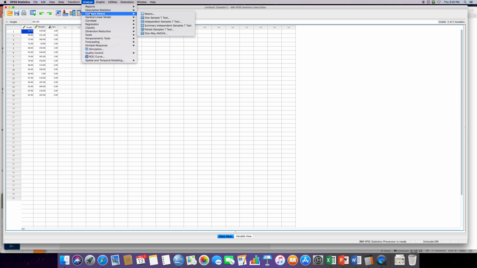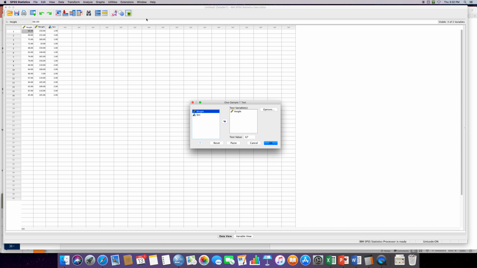To run a single sample t-test, you just go up here to Analyze, and then go down to Compare Means. We're not running independent yet, we're just running one sample or single sample t-test. My height should be over here. It should look like this for you guys. So height, weight, sex. I want to do height, so I can either use my little purple arrow to go over there, or I just double click it and it goes over.